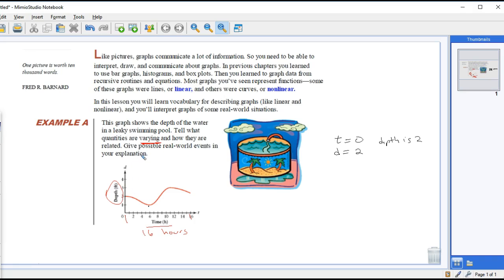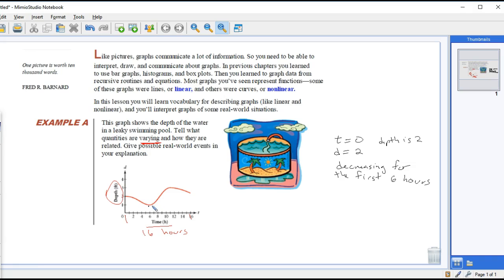One reason why that might be, since it says give possible real-world events in your explanation: someone was swimming in the pool. They may have been splashing some water out, or playing in it, whatever. So it's decreasing for the first 6 hours.